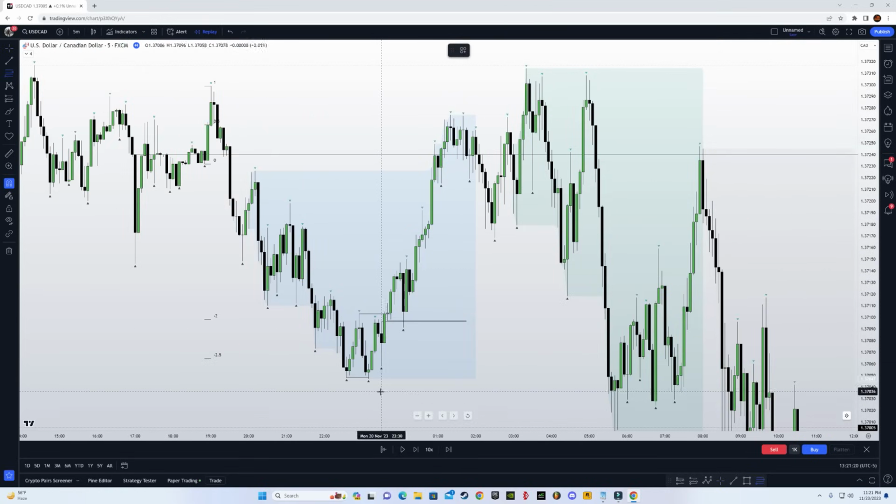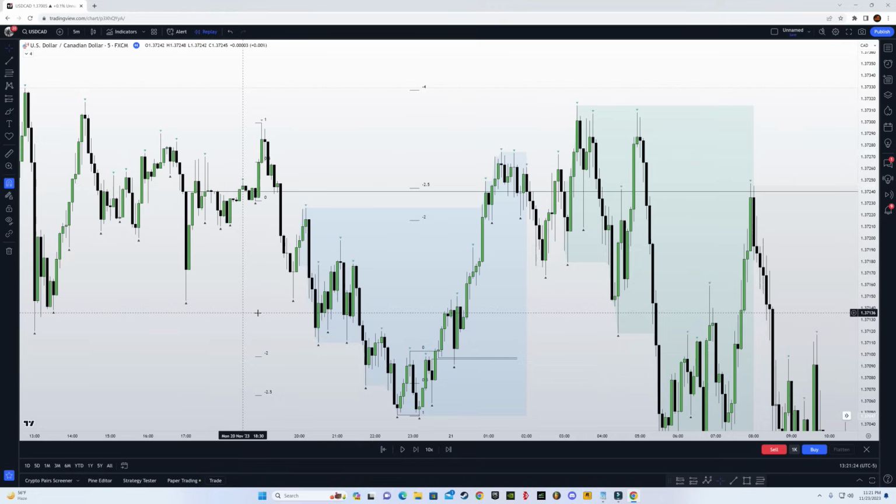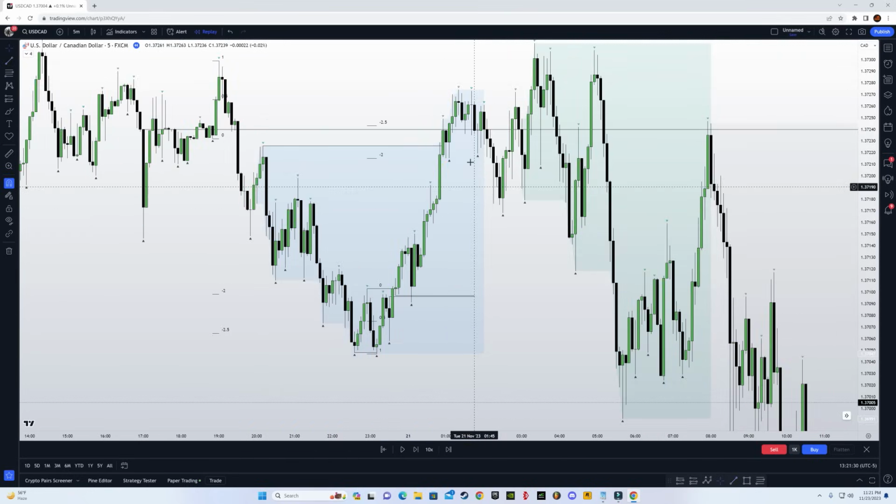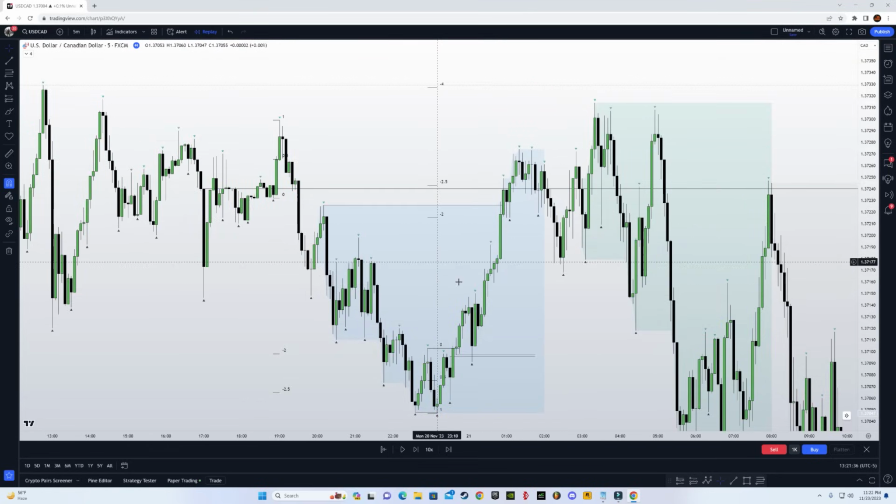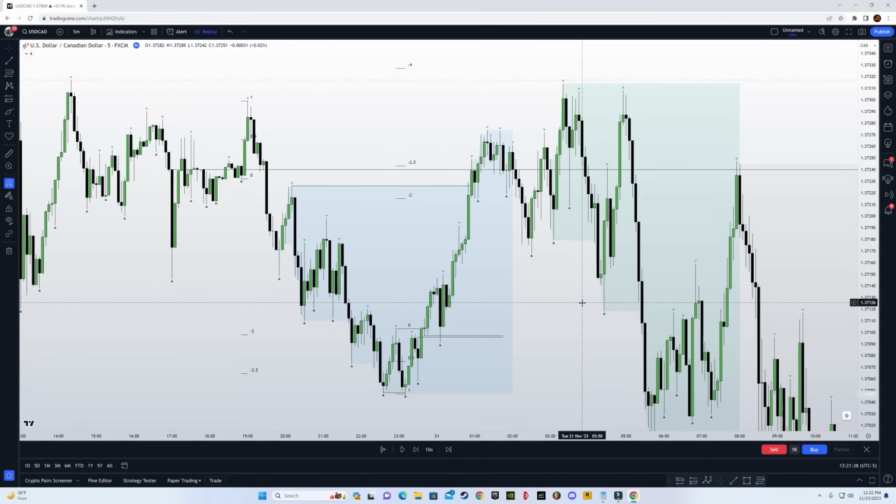Now, to measure our expansion move, we can use our fib from the last low to last high. And above the -2, we have this liquidity level. So that is going to be our target level. And yes, you can take your entries during the Asian session for this strategy. So pretty simple, guys. Let's move on to the next example.